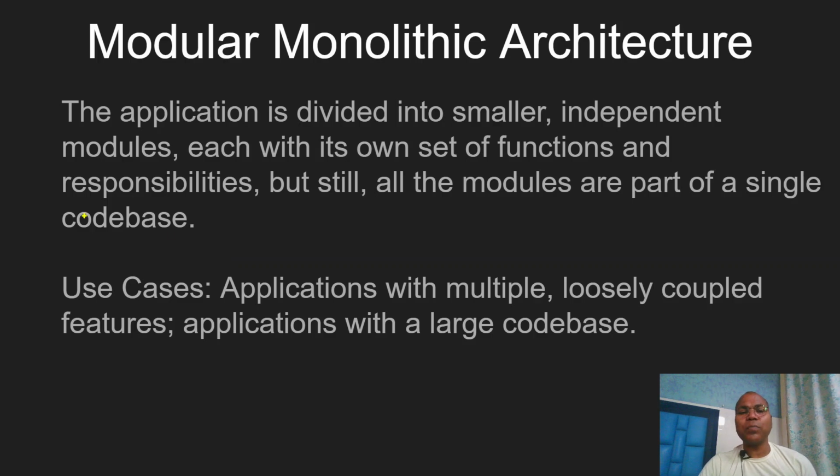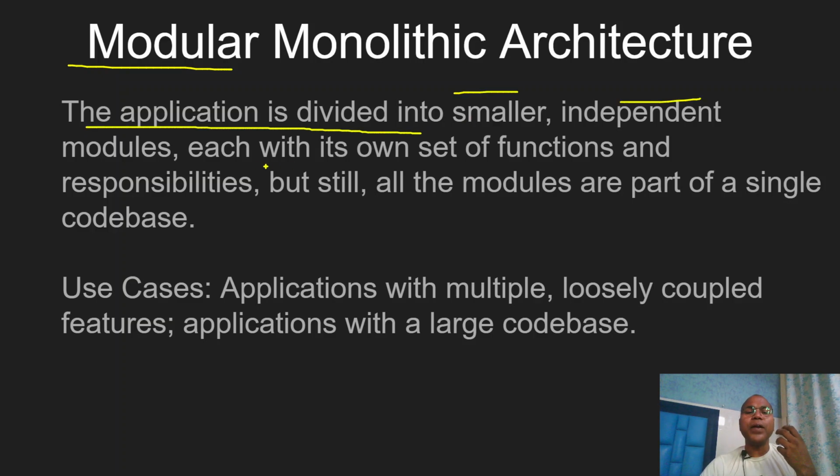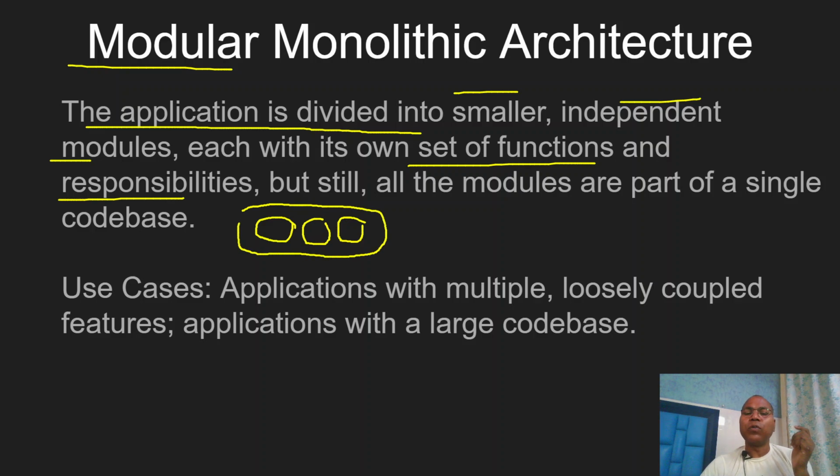Let's talk about the different types of monolith, like the modular monolith. Here the application is logically divided into smaller independent modules, each with its own set of functions and responsibilities. You can build the UI separately, the business logic separately, and the data separately, with a separate UI team and a separate backend team. But still, all the modules are part of one single code base.